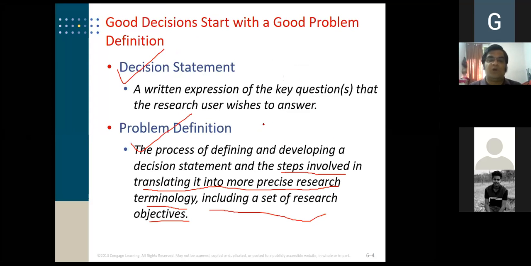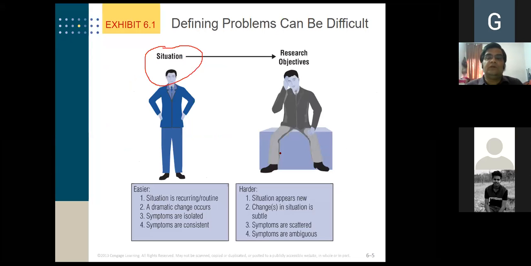Okay. Problem definition is the process of translating the decision statement into a set of researchable objectives, right? So that decision statement has to be researchable. How do we make that translation? That I will explain to you. Now try to understand.